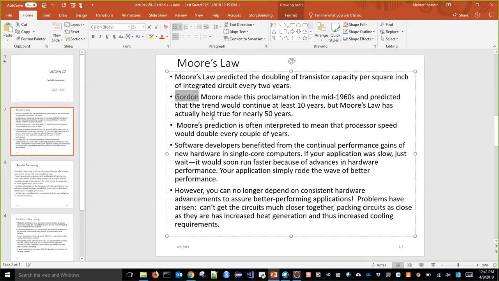He is recognized for these predictions because this is a good prediction that many hardware engineers work with, this prediction theory.